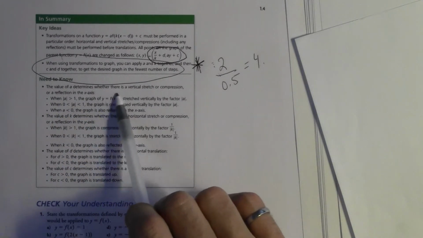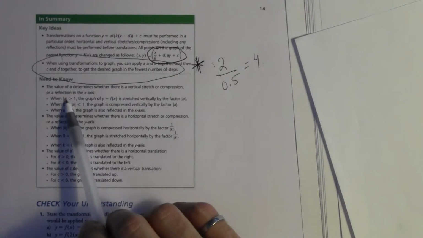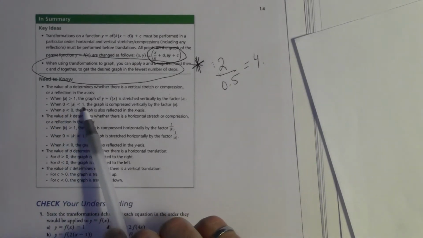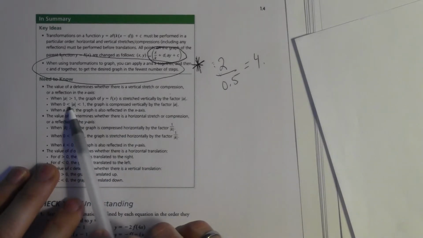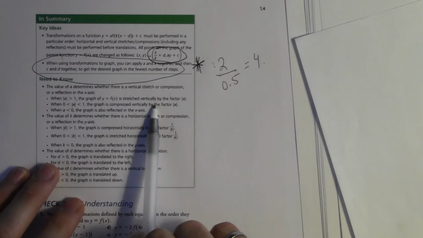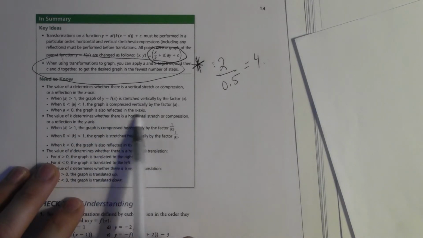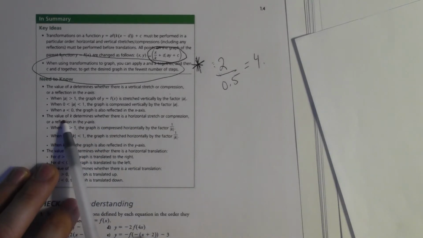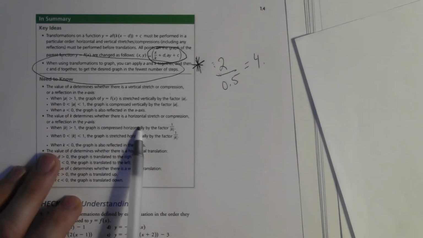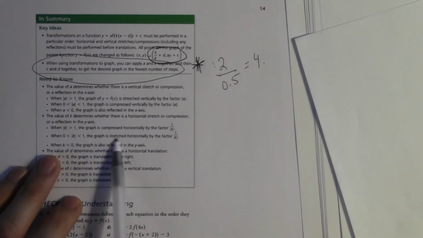So you need to know the value that determines whether it's a vertical stretch or compression or reflection in the x-axis. When a is greater than 1, it's a stretch. When a is between 0 and 1, it's a compression. And when a is less than 0, the graph is reflected in x. We all know that. For k, when k is greater than 1, the graph is compressed. When k is between 0 and 1, or a fraction, the graph is stretched.